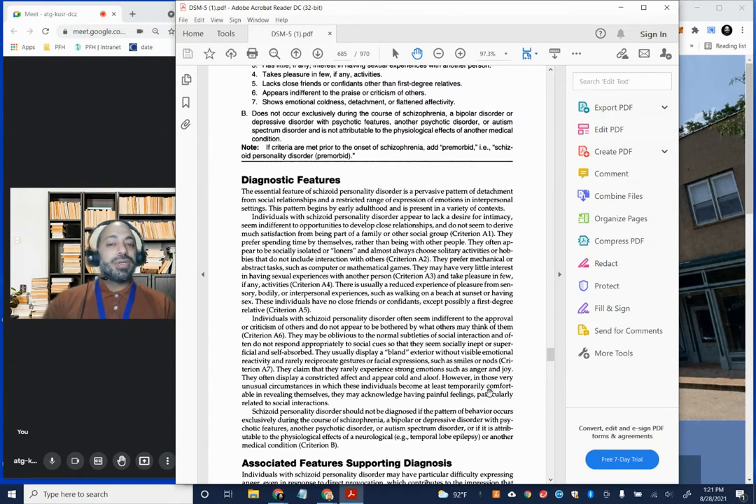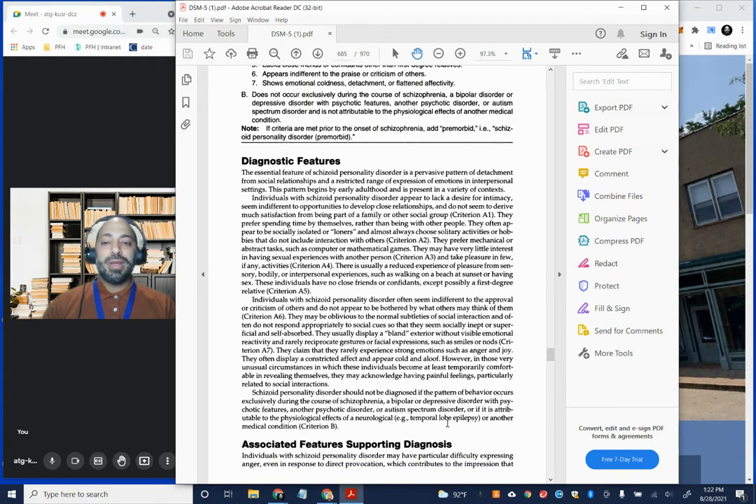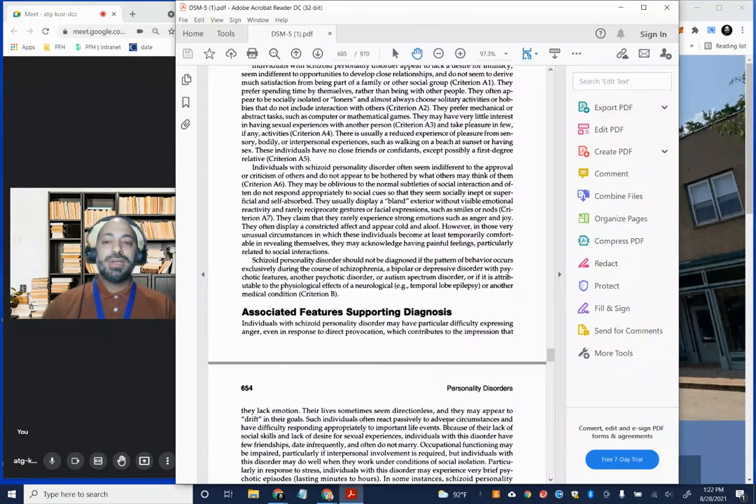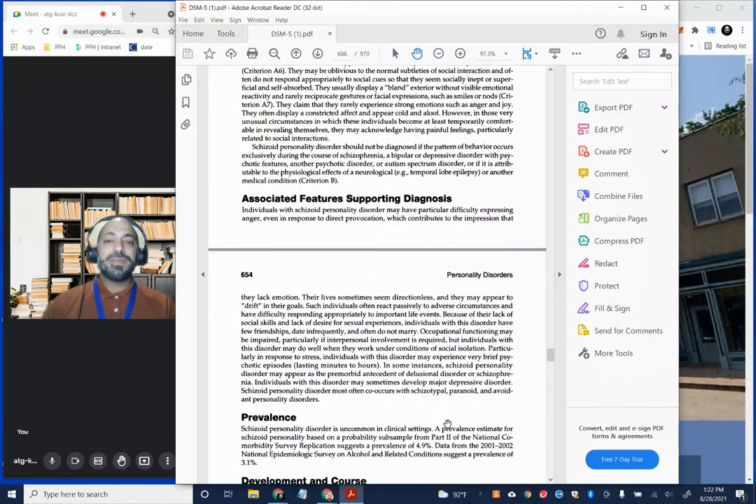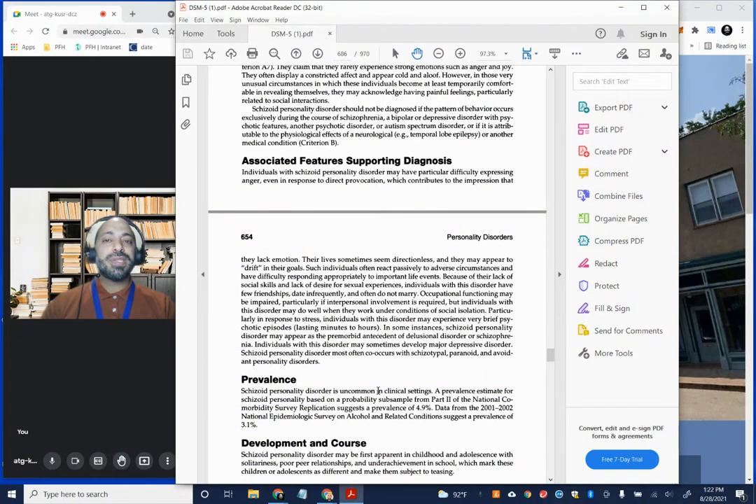Schizoid personality disorder should not be diagnosed if the pattern of behavior occurs exclusively during the course of schizophrenia, etc., as we talked about earlier. Okay, we're going to scroll on down to associated features. Individuals with schizoid personality disorder might have particular difficulty expressing anger, even in response to direct provocation, which contributes to the impression that they lack emotion.